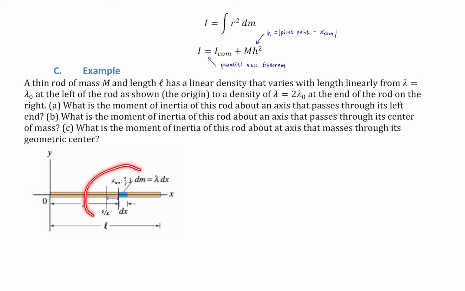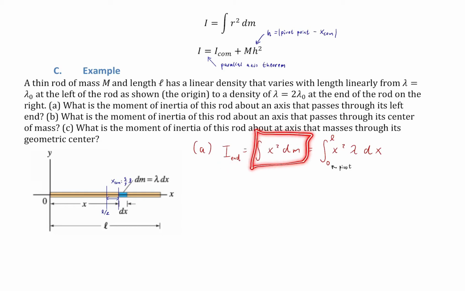This is just the idea of where we're going to find the different values in the different parts of the problem, so we'll get back to that in parts B and C. Here's the definition: the moment of inertia about the end will be our general calculus definition of the moment of inertia. First thing I'm going to do is replace dm with lambda dx.